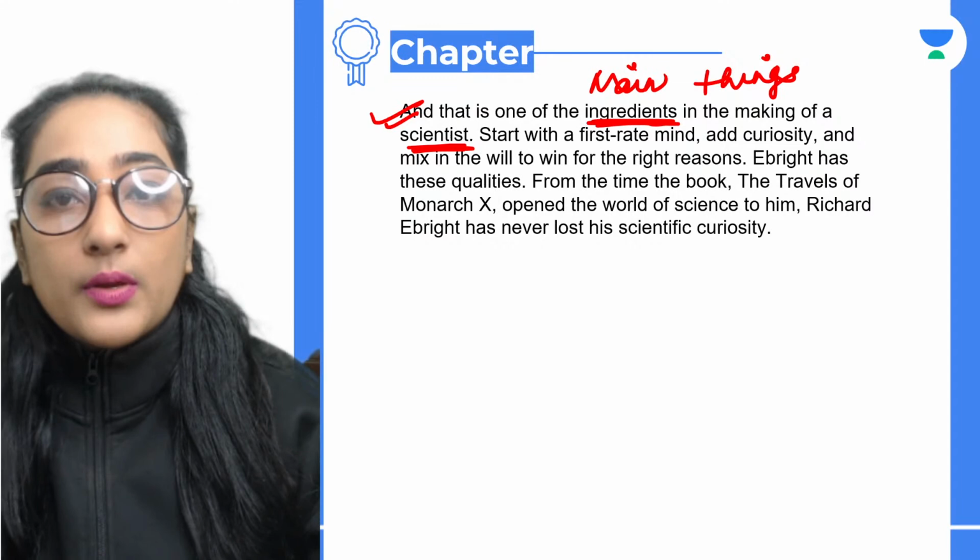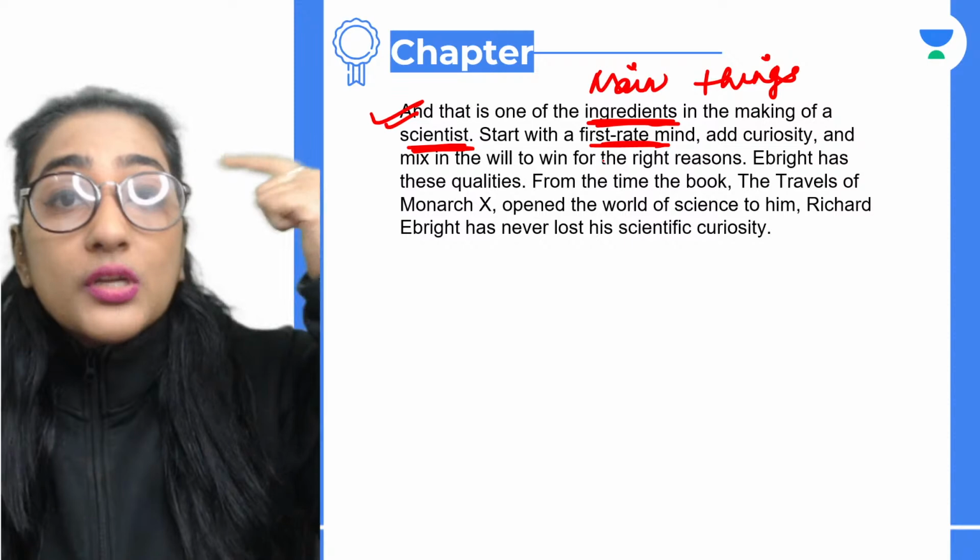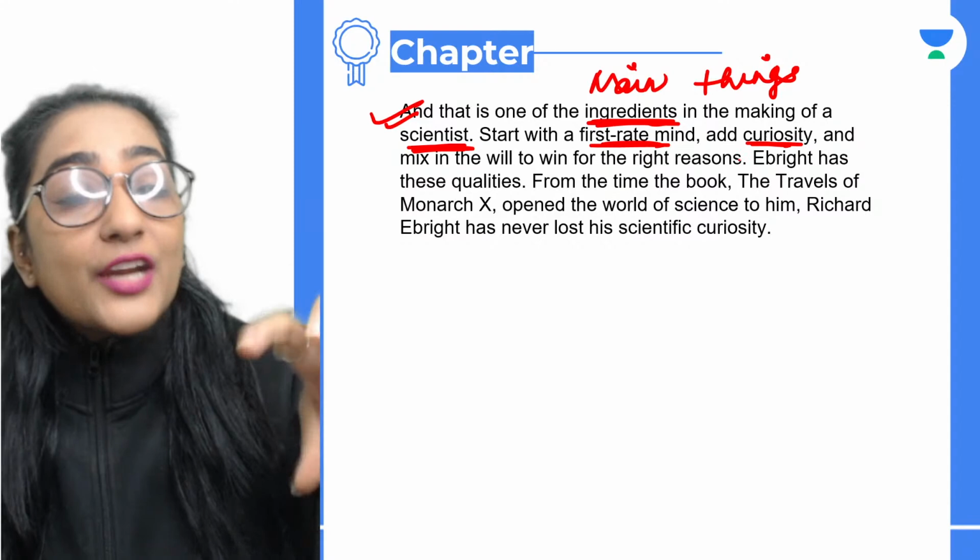Okay, so start with a first-rate mind. That means start with the thing which is actually there in your mind. Okay, add curiosity. That means add curiosity. Why this? Why is it happening? And mix in the will to win.